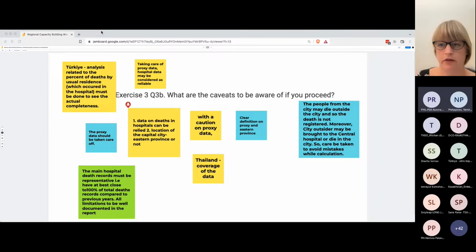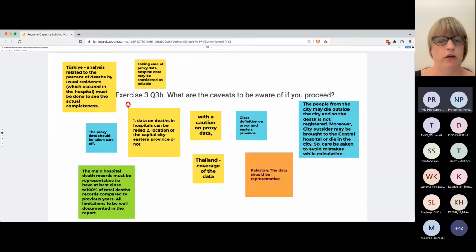Maybe it was slightly tricky, it was a very vague open question. What should you consider? What I was getting at, and our colleagues from Turkey here hinted at this, is that we're thinking about usual residents, right? So we're making a proxy. Perhaps we do have residents in the registered deaths, but the hospital is a proxy. And so by assuming that those deaths from the hospital are from the capital, we're making some assumptions.